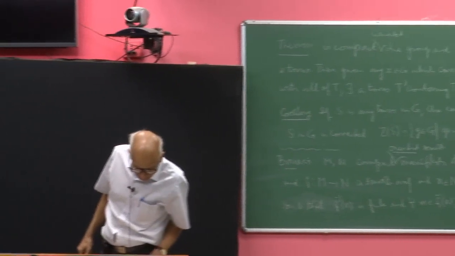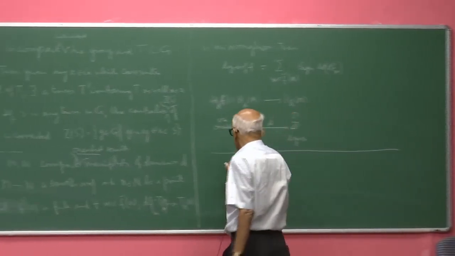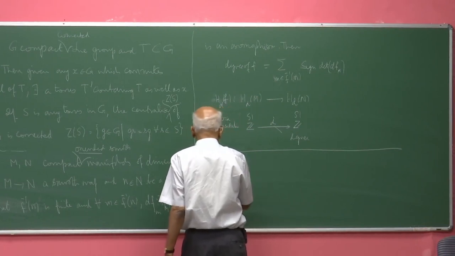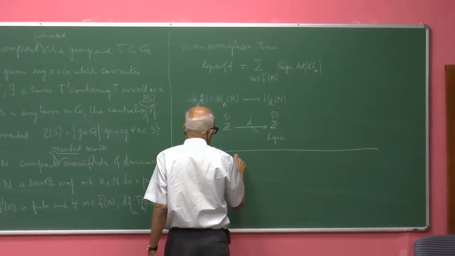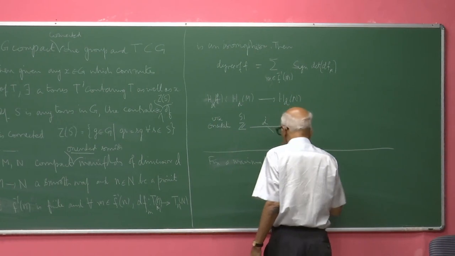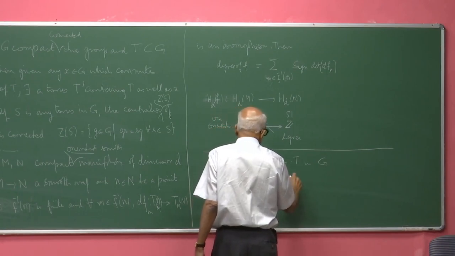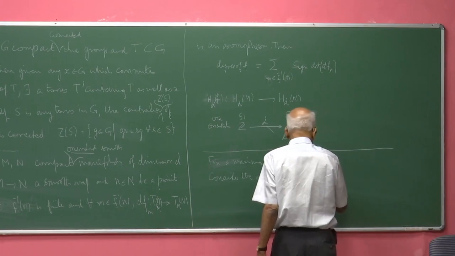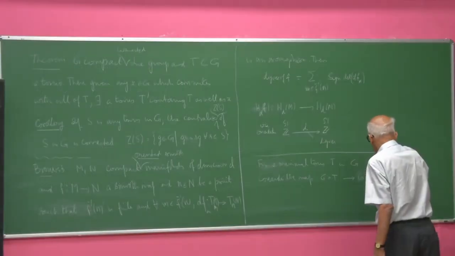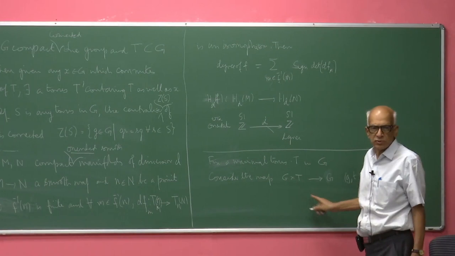Anyway, all right, so now I am going to use this theorem to prove the following statement. Let us look at the mapping G cross T, where we fix a maximal torus T in G. Consider the map G cross T to G, namely (g, t) goes to g t g inverse. That's the mapping of G cross T to G.